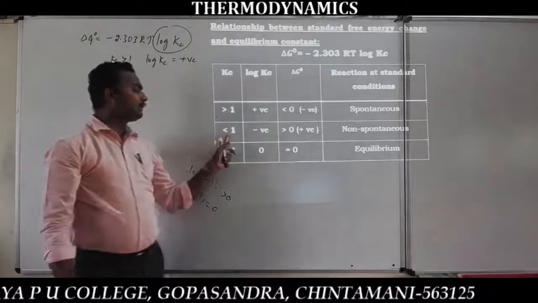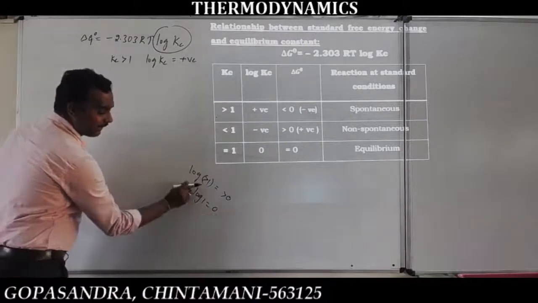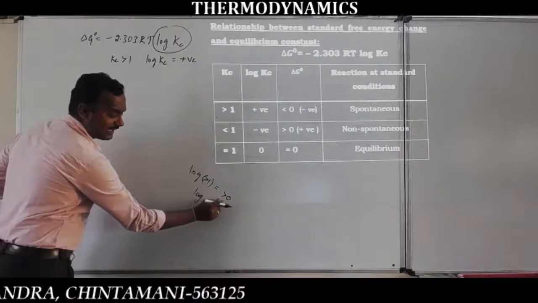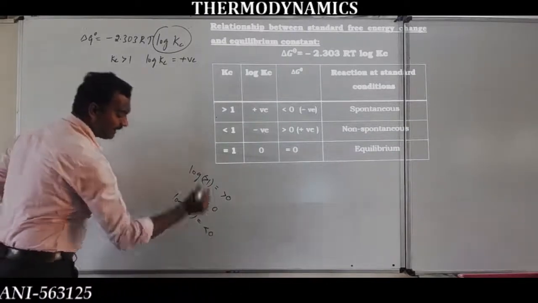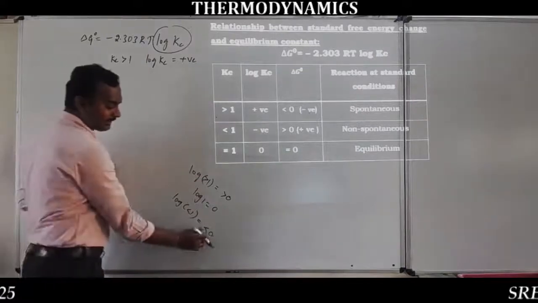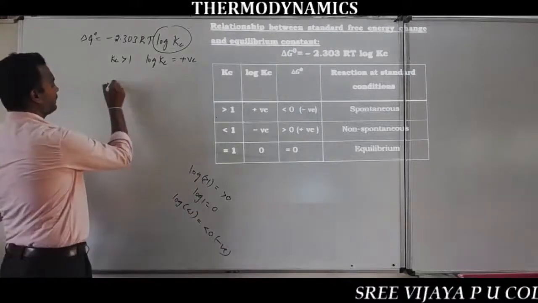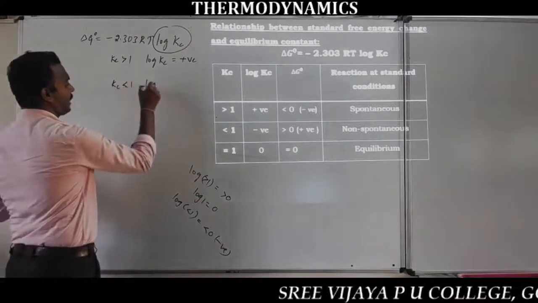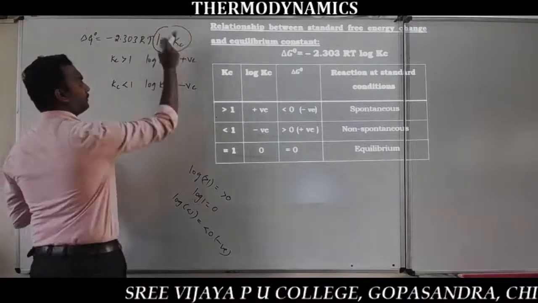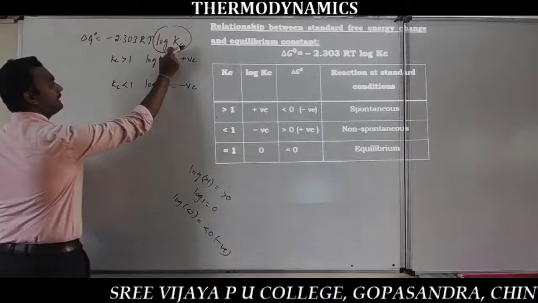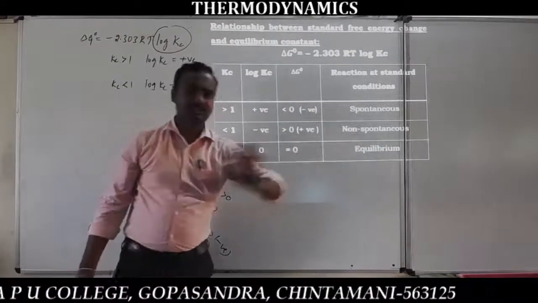Similarly, take the equilibrium constant less than 1. Log 1 is 0, log of greater than 1 is positive, greater than 0. But log of less than 1 is less than 0, and less than 0 is nothing but negative. So when the Kc value is less than 1, log Kc is negative. Negative into negative is positive, so delta G naught is positive. Therefore the process is non-spontaneous.